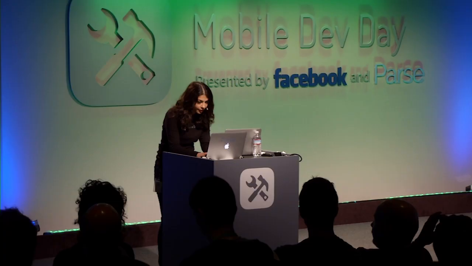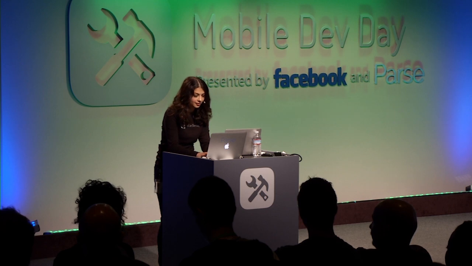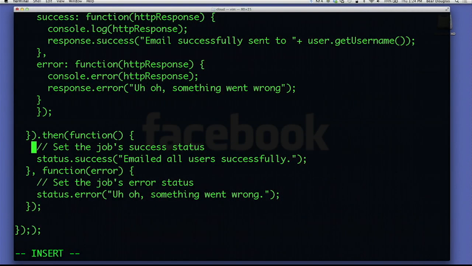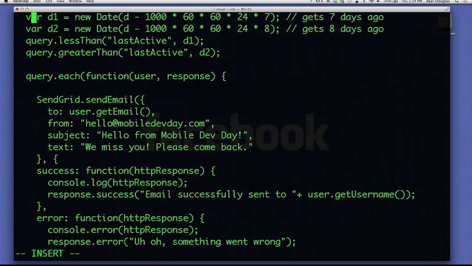One of the greatest things about Cloud Code is that we offer easy integration with third-party services. So we have some pre-built modules for services like Twilio for sending SMS and calls, and Stripe for payments, and SendGrid for mail, which is what I'm about to show you right now. So I'm just going to pop this in here and walk you through what this cloud function does.